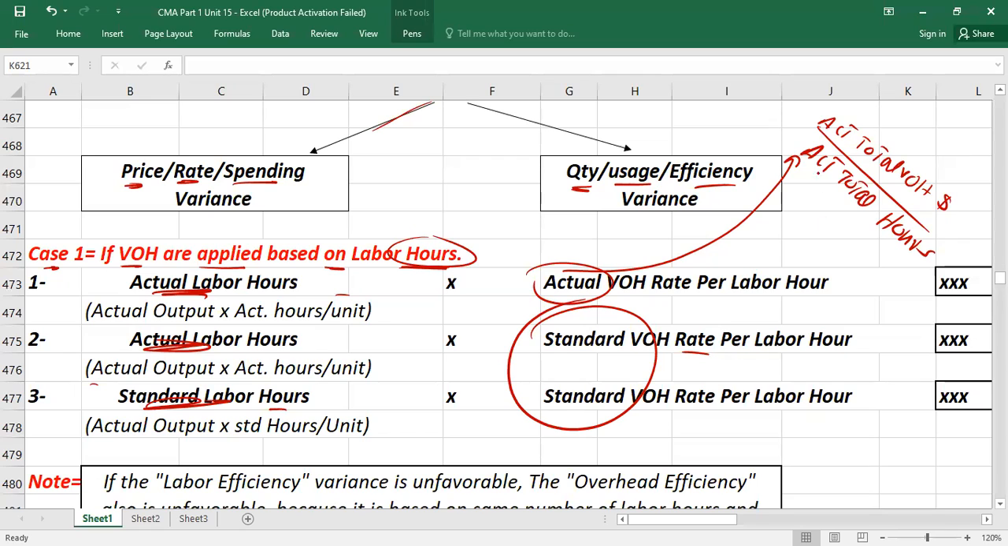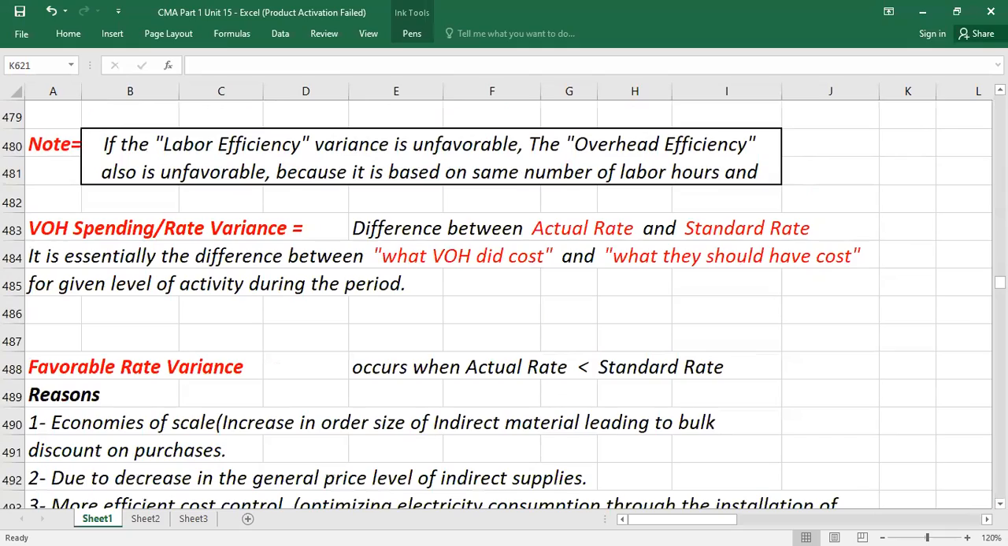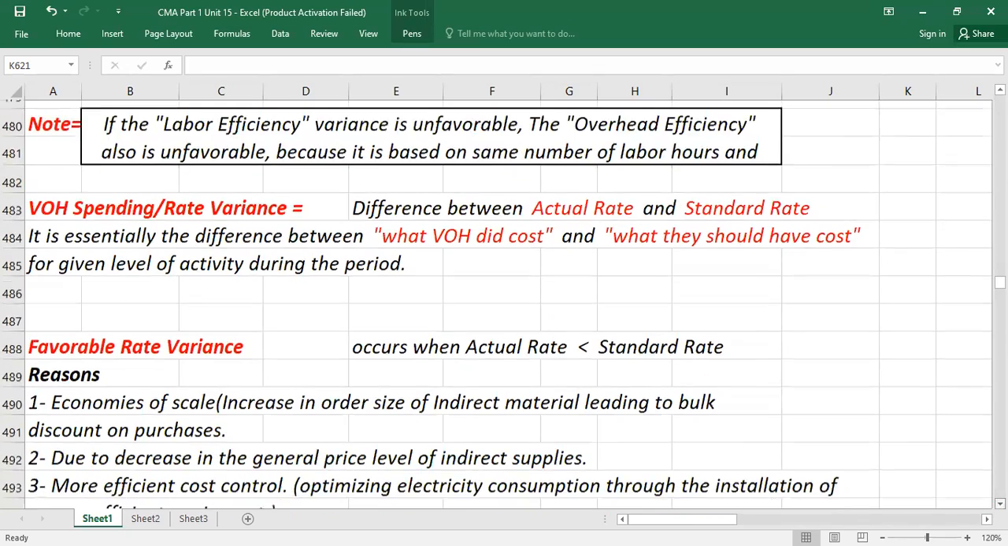So then what? How you will find actual rate if it is not given? Let's see. What is the formula? Actual amount of which overhead? Variable overhead. Divided by what? Total actual hours. Now, if standard rate is not given, what? So there are 2 ways to get standard rate. How many ways? Standard rate means here budgeted rate. So I told you already this formula previously, but I'm going to tell you here if standard rate is not given.